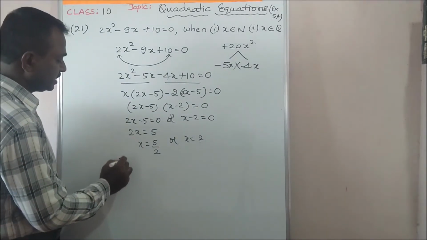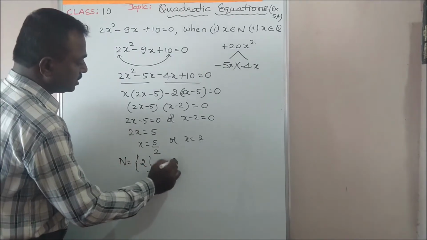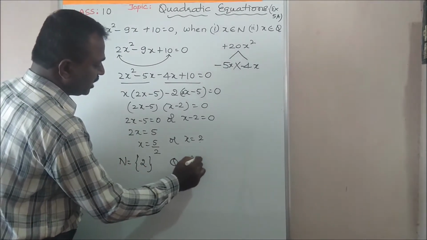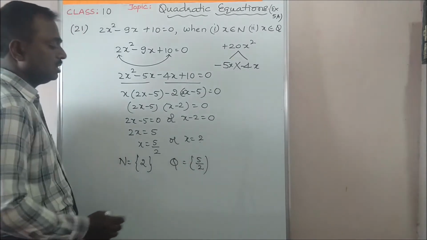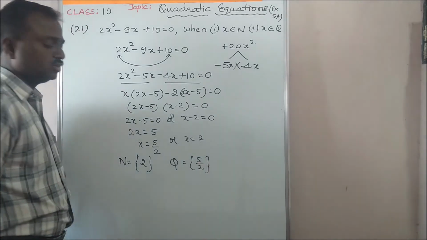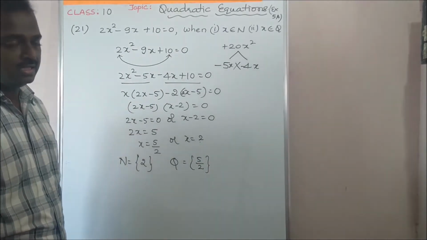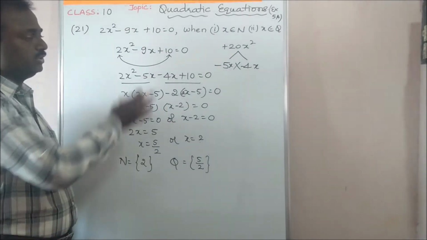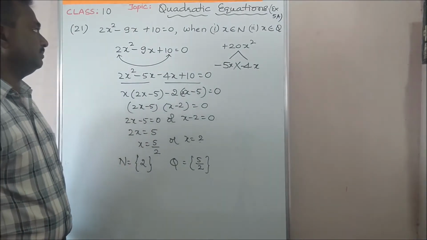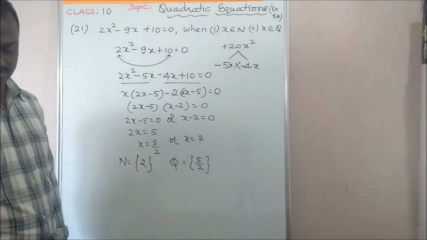Therefore, the natural number set is 2 and the rational number set is 5/2. So you got two solutions: 2 and 5/2. 2 is a natural number, 5/2 is a rational number. Like that we have to do the sum. Note it down in your notebooks.